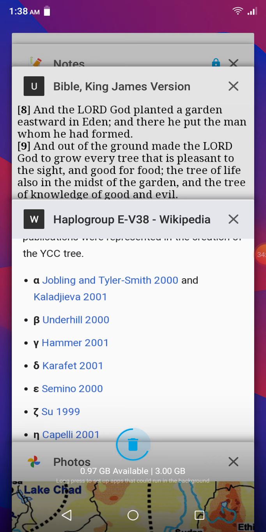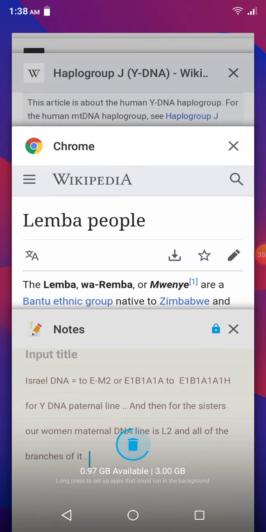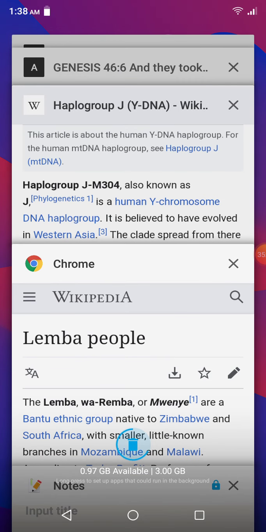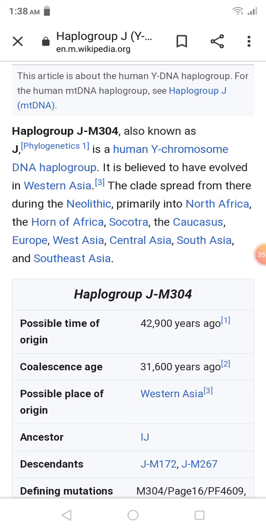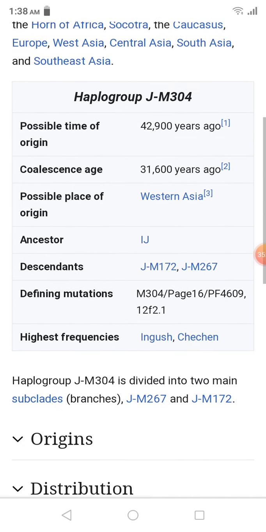So other than that, let's continue to go into this information. So we have a clear understanding that E1B1A/E-M2/E-V38 are Hebrew Israelite groupings of people dealing with the men. So we get into the other people. So hopefully this is the, this okay. Is this what I want though?